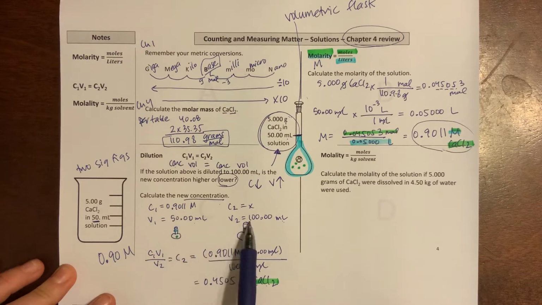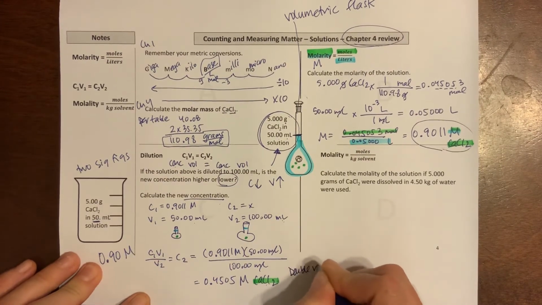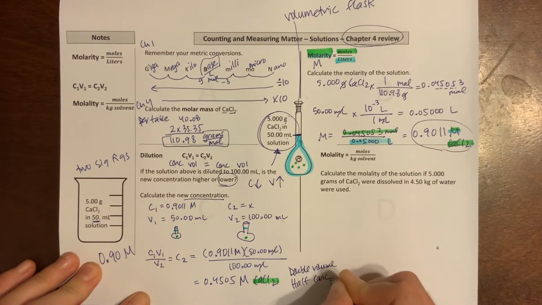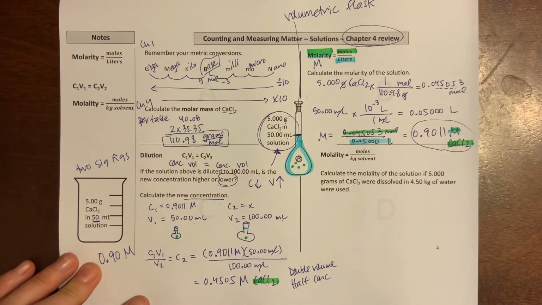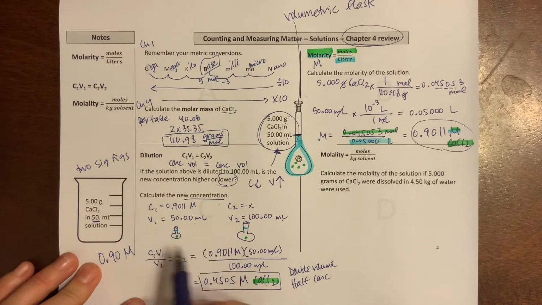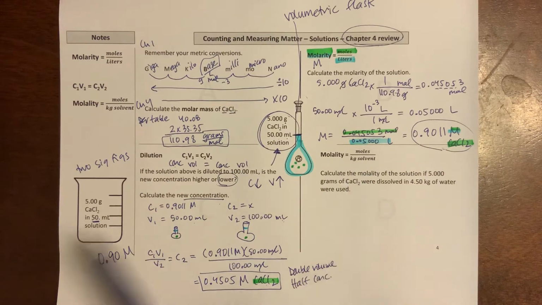So the volume increased, right? And the concentration should have decreased. And sure enough, it decreased. What happened was I doubled the volume. And as a result, I have half the concentration, right? 0.45 is half of the 0.9 that I started with. So that would be the result of my dilution. All right, so you want to be able to do those problems as well. And then we have one new type of problem that we haven't seen before, molality.